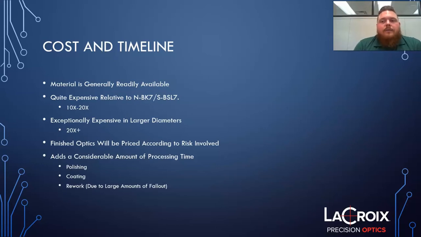So moving on, with regard to timeline, there are quite a few things when it comes to manufacturing with these materials that can add a pretty considerable amount of processing time. In polishing, this is one of the areas where we see a rather large and consistent increase in time. As we said previously, because these materials are so soft, they have such a low abrasion resistance, they load up the polishing pads really bad.